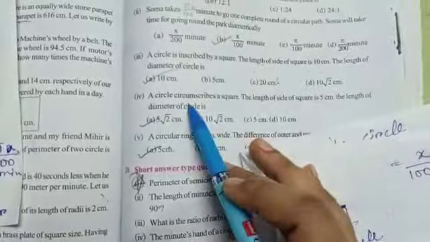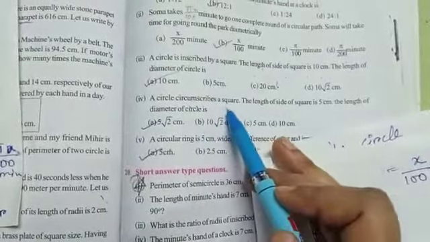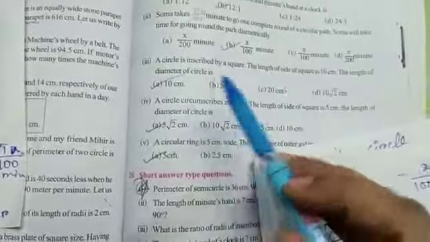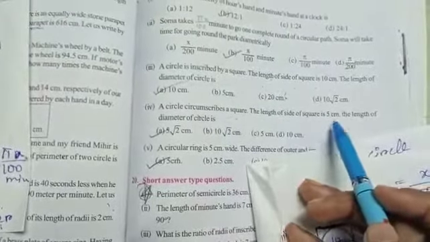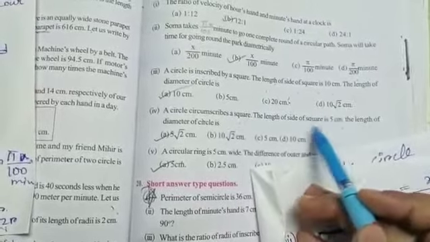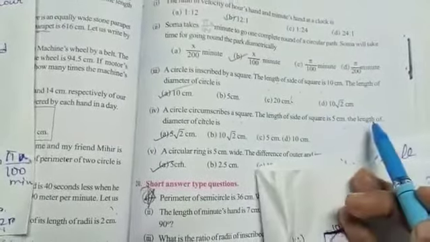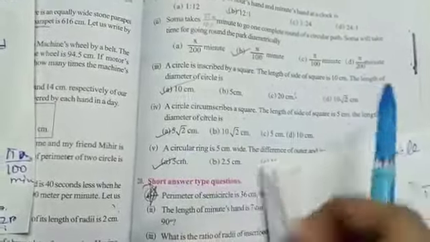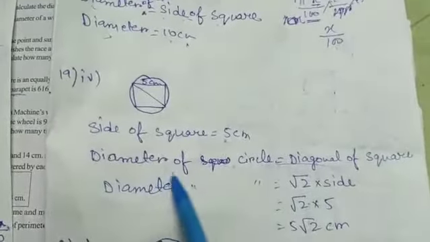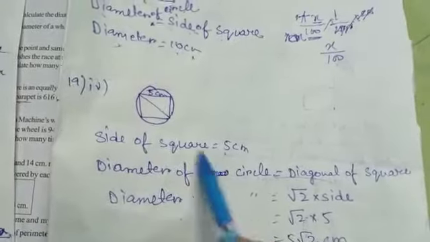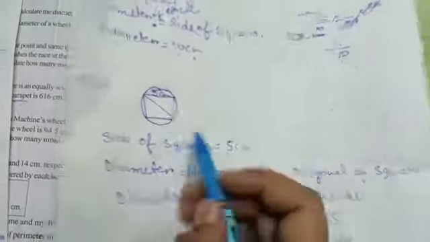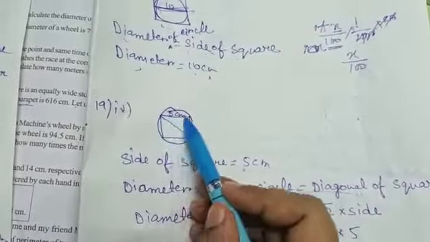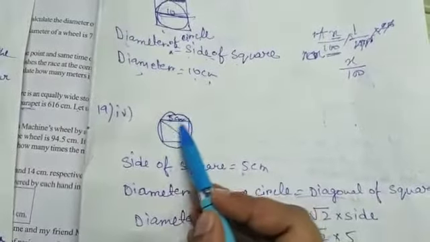A circle circumscribed by a square. Circle circumscribed by a square means the circle will be outside and the square will be inside. The length of the side of the square is 5 centimeter. The length of the diameter of the circle they are asking. Now come to this one. The side of the square is 5 centimeter, and this is a circumscribed circle, so the circle will be outside and the square will be inside.